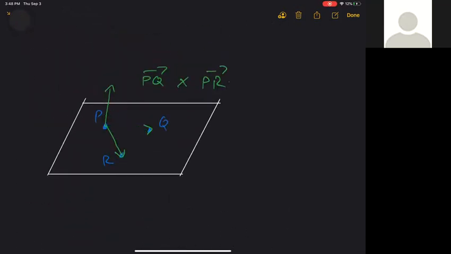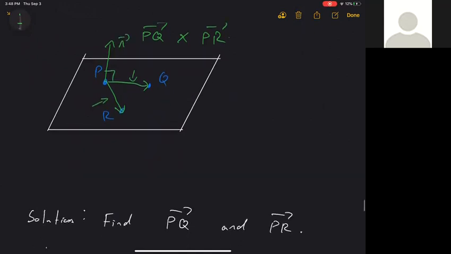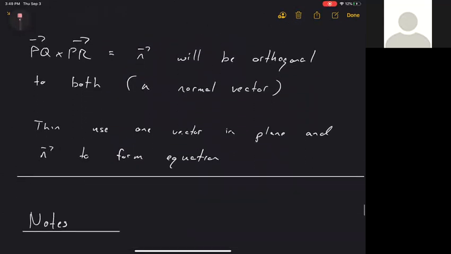Once we have a normal vector, it's business as usual. I could pick either one of these vectors, PQ or PR. This is my normal vector n. Then I could write the equation n dot PQ equals 0, or I could have used PR. All right, so it's fairly straightforward.